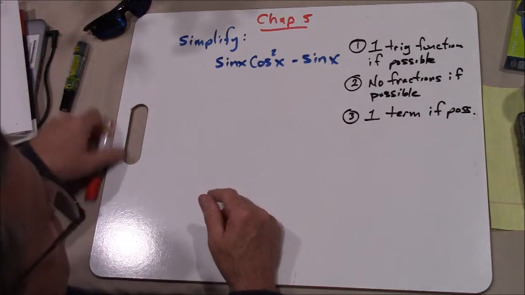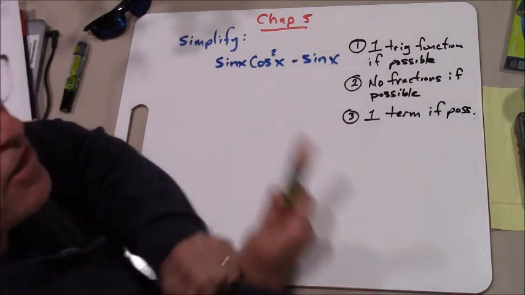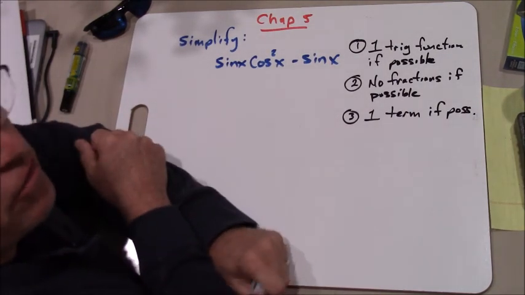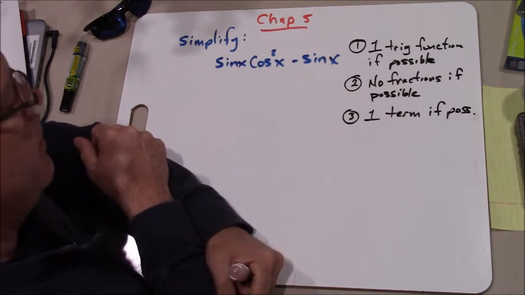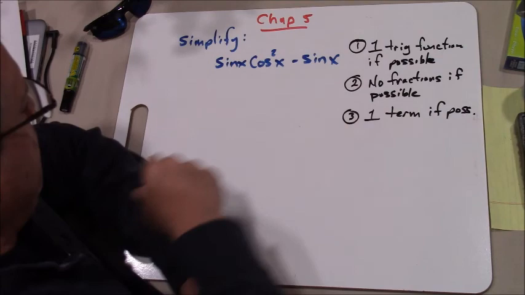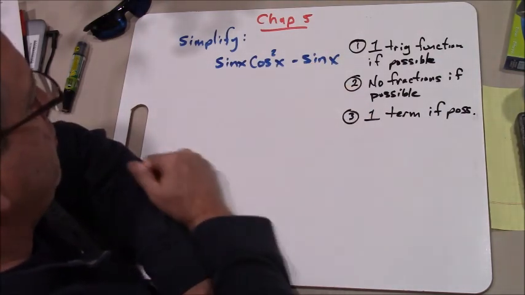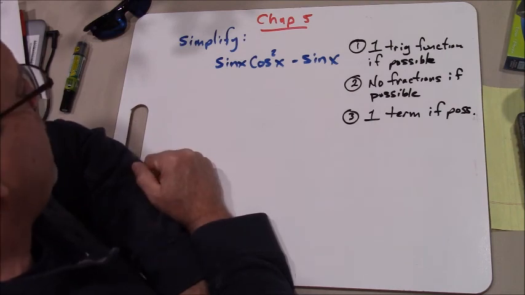Okay, so let's do this first one together. And I'm going to be honest with you guys. If I could tell you there's one thing that people don't like in trig, this is probably it. So maybe it's good that we do it now and just get it out of the way. Get this down to just one trig function without fractions and one term if it's possible to do that.